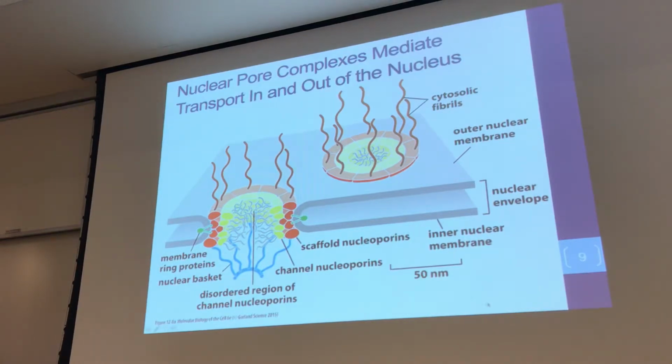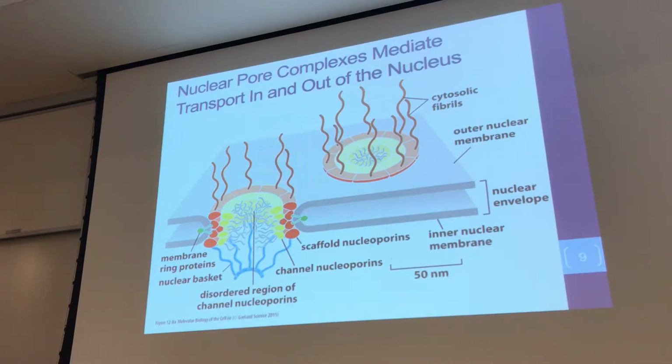So how many of these pores do you think we have in a nucleus? Random number. 300? 300, 700? More. But those are good numbers. We can have like 2,000 or so of these in a single nuclear membrane.